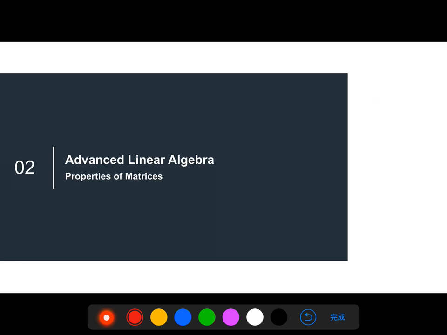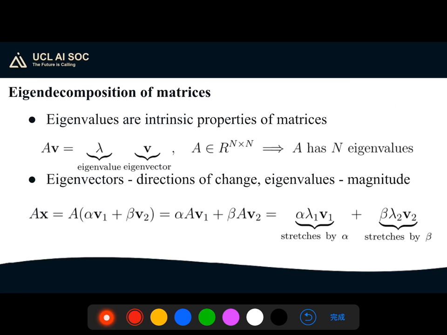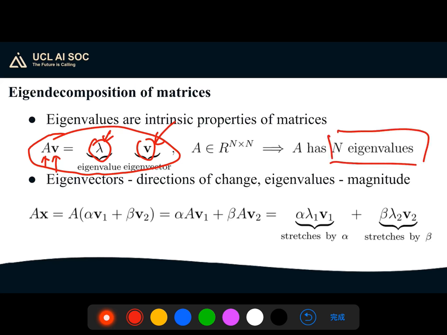Okay, so let's move to the second part about linear algebra. I will introduce some properties of matrices, very briefly, okay, because it's a little bit boring. So for eigenvalues and eigenvectors, we define them by this formula. That is, a matrix times a vector equals a number times that vector. That number is the eigenvalue, and the vector is the eigenvector. Okay? So for a square matrix in n times n space, it should have n eigenvalues. You might see it soon in the PCA part of the notebook released this week.